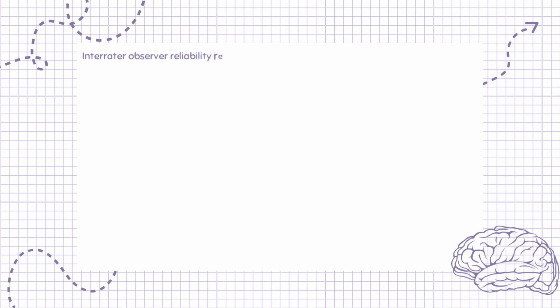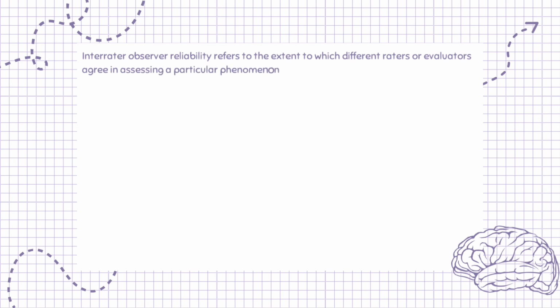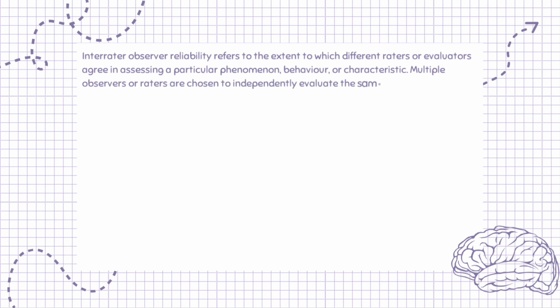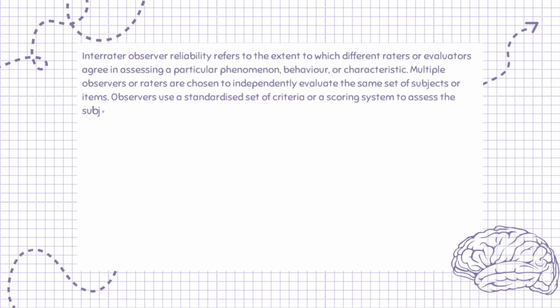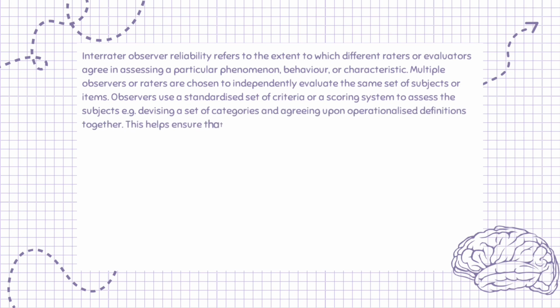Inter-rater observer reliability refers to the extent to which different raters or evaluators agree in assessing a particular phenomenon, behavior, or characteristic. Multiple observers or raters are chosen to independently evaluate the same set of subjects or items. Observers use a standardized set of criteria or a scoring system to assess the subjects, e.g., devising a set of categories and agreeing upon operationalized definitions together. This helps ensure that everyone is using the same guidelines when making their evaluations.